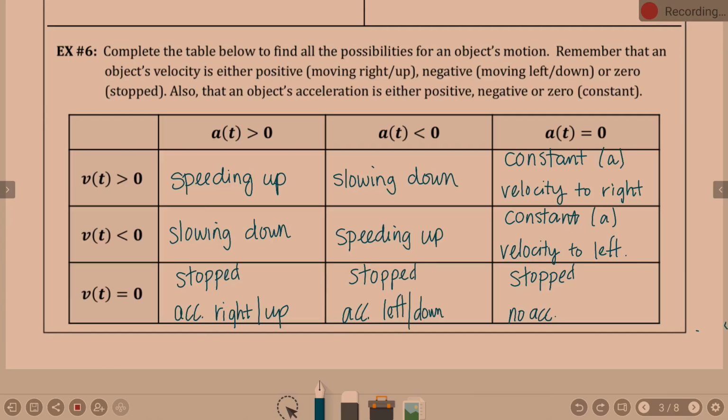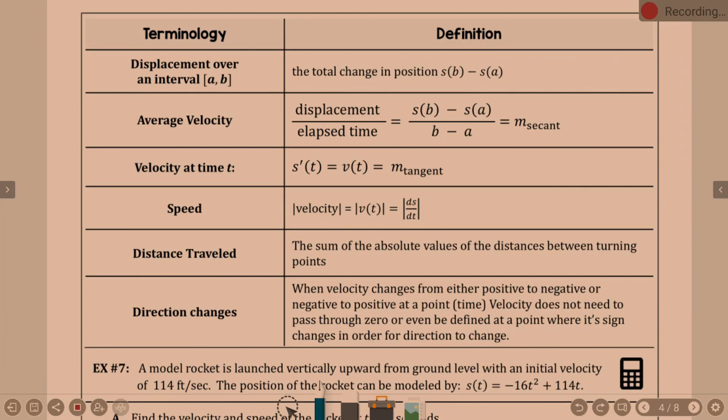Okay. We have a really helpful chart at the top of the next page. It has some terminology. We mentioned displacement already. That's a good word to know. It's the total change in position, so how far from point A to B, no matter how many times you retrace your steps. Average velocity is displacement over elapsed time, so again, distance from point A to point B over the change in time. You can also think of it as AROC, the slope of the secant line. Velocity at a time is the derivative of the position function, the slope of that tangent line.